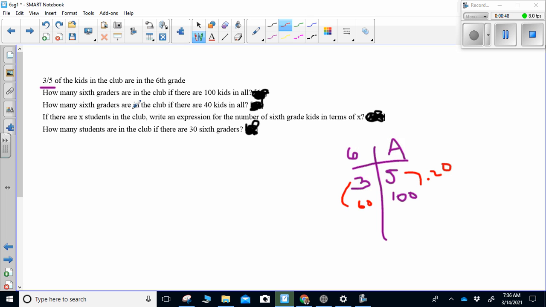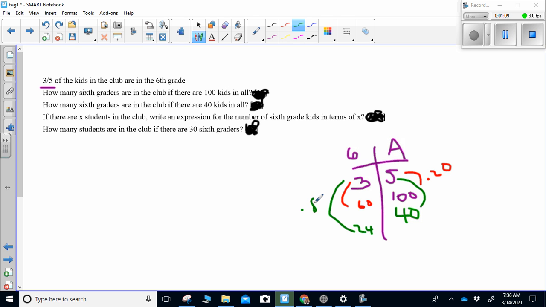Next one says, how many 6th graders in the club if there are 40 kids in all? So that means I'm going to have 40 here. And then I'm going to say, oh, to get from 5 to 40, it's going to be times 8. So I have to do the same thing over here, times 8. So that's 24.